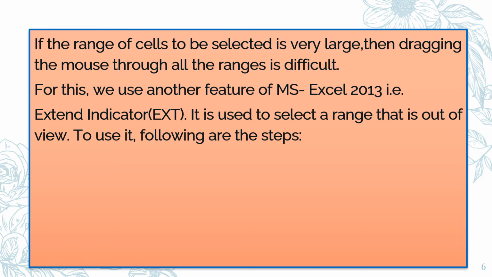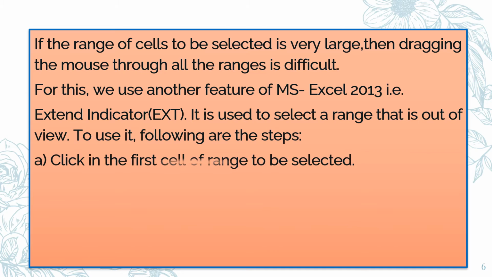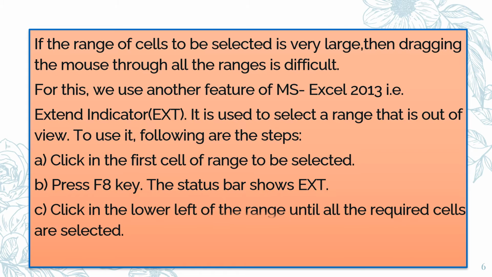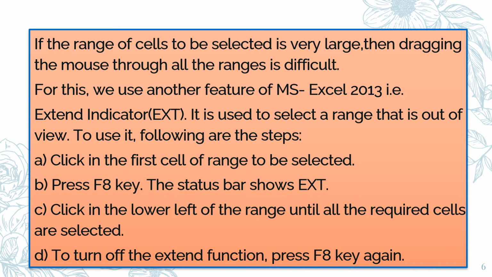For this, we can follow the following steps mentioned below. First of all, you will click in the first cell of the range to be selected. Then press F8 key, function key, that is F8 key from the keyboard, and it will result in showing the EXT on the status bar. Clear? Then click in the lower left of the range until all the required cells are selected. After that, when you want to turn off the extend function, you will again press F8 key. Clear, beta ji?